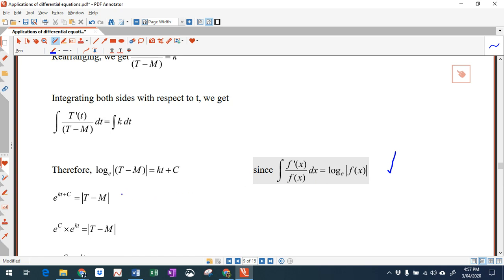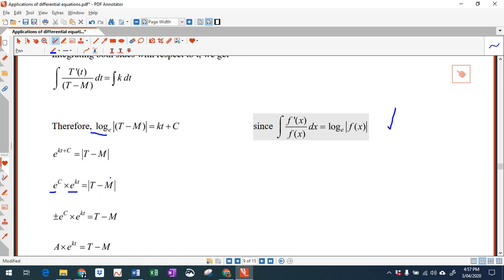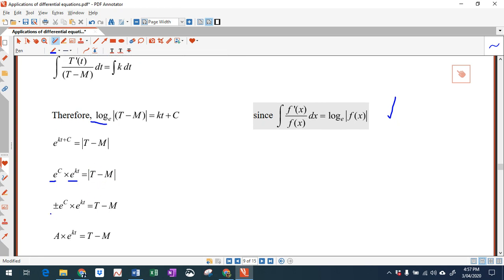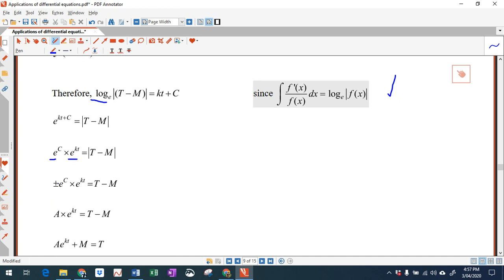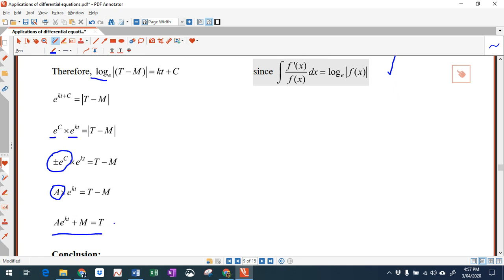Now, if I apply the exponential function to both sides of the equation, the log part will disappear, leaving me with the absolute value of T - M equal to e to the kt + c on the right-hand side. Now I can split that up as e to the c times e to the kt. To compensate for the absolute value sign, I'm just going to get rid of that and put the plus or minus sign there. Now, I can replace this with a constant A, can't I? I can say that's just some constant. So I can now write down A e to the kt = T - M, and that gives me the solution to the differential equation, T = A e to the kt + M.